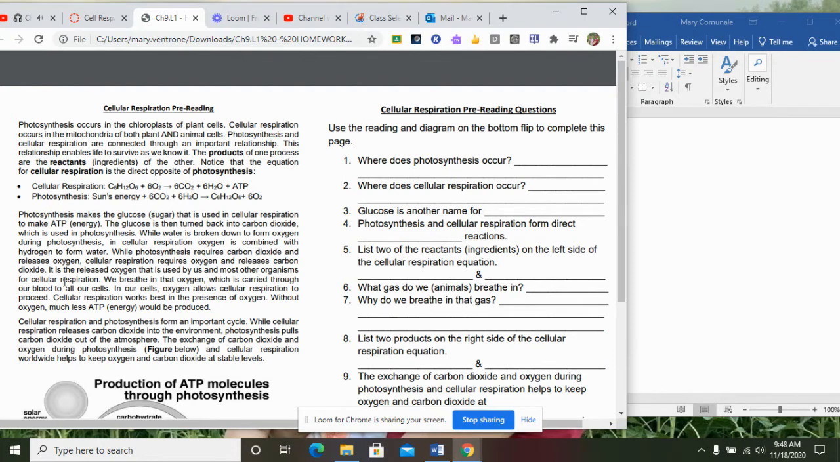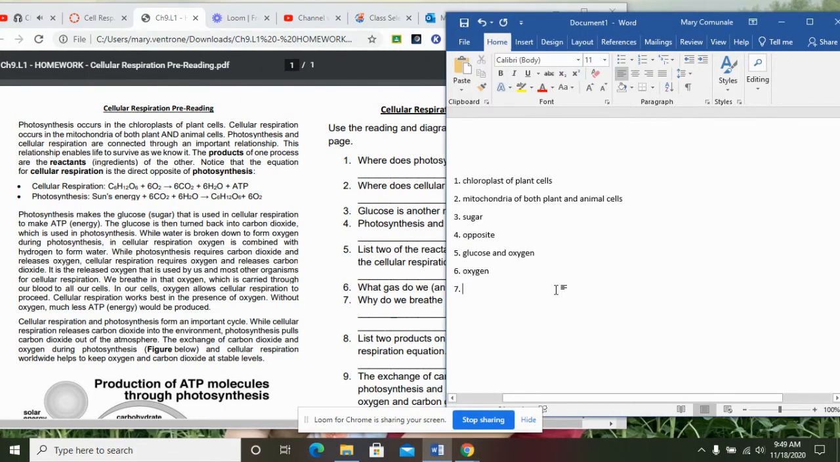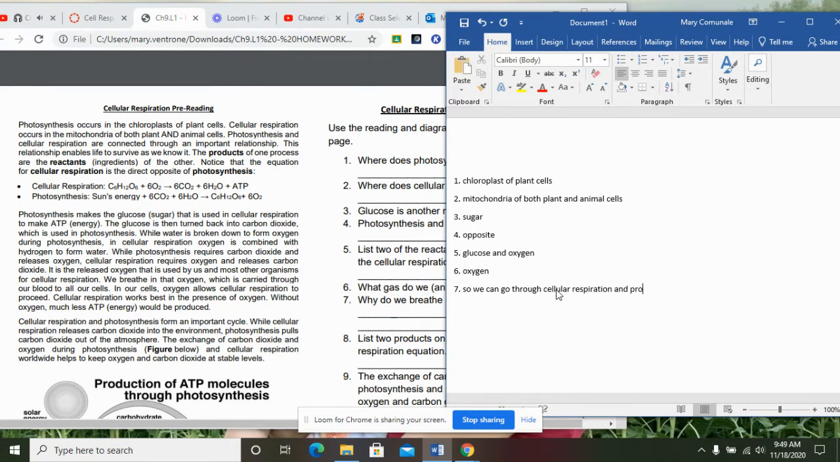Oxygen is carried through our blood to all our cells. In our cells, oxygen allows cellular respiration to proceed. Cellular respiration works best in the presence of oxygen. Without oxygen, much less ATP energy would be produced. So why do we breathe in that gas? So we can go through cellular respiration and produce a lot of ATP.